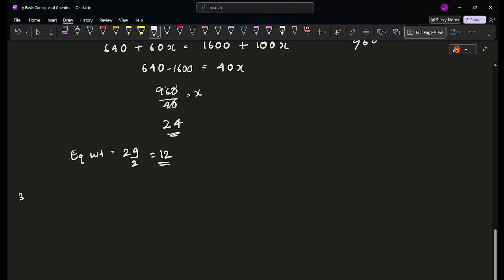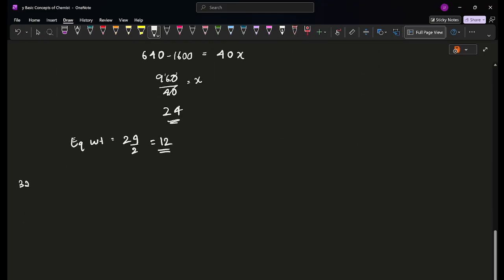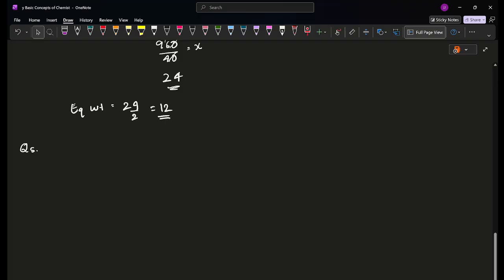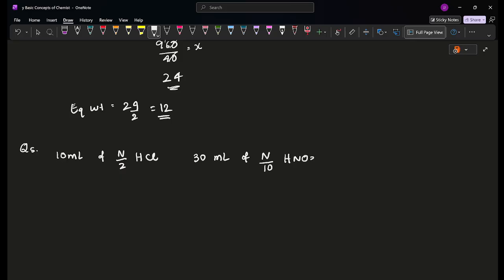Alright, next let's go to question 5. So 10 ml of N by 2 HCl, 30 ml of N by 10 HNO3, and 75 ml of N by 5 H2SO4 are mixed together. The normality of the resulting solution is what they're asking.